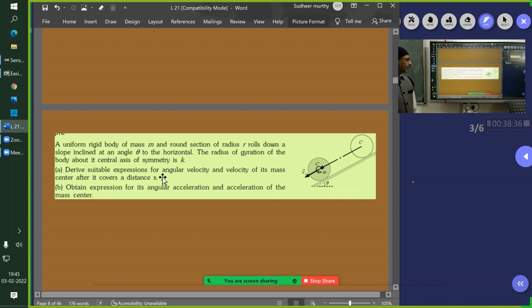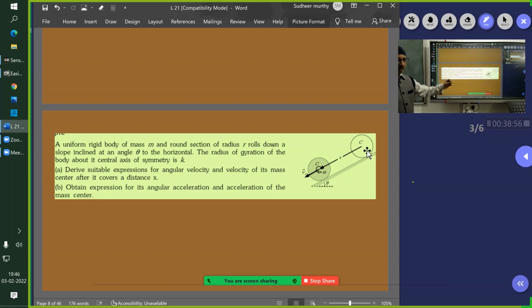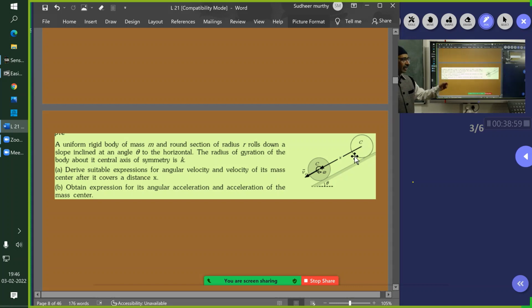Then they are told it travels a horizontal distance x. So x is this horizontal distance. We will now get Vc in terms of omega, and the translational acceleration a will be equal to alpha r. So x is equal to v square minus u square, u is 0, by 2a, and a is alpha into r. So put those things here.